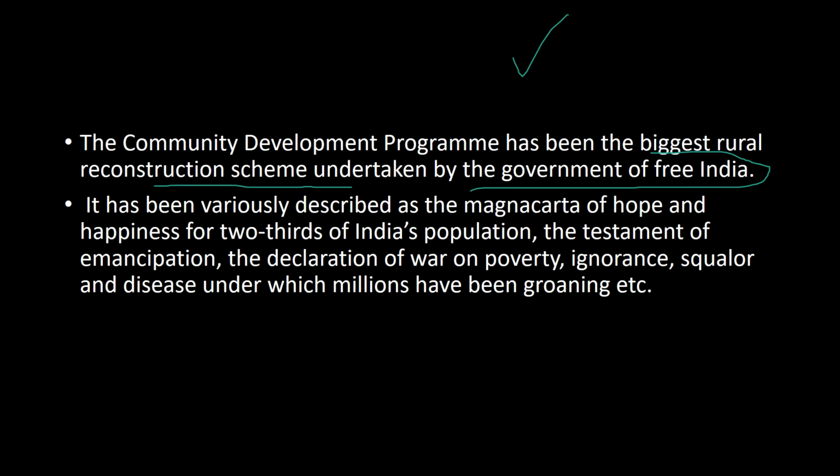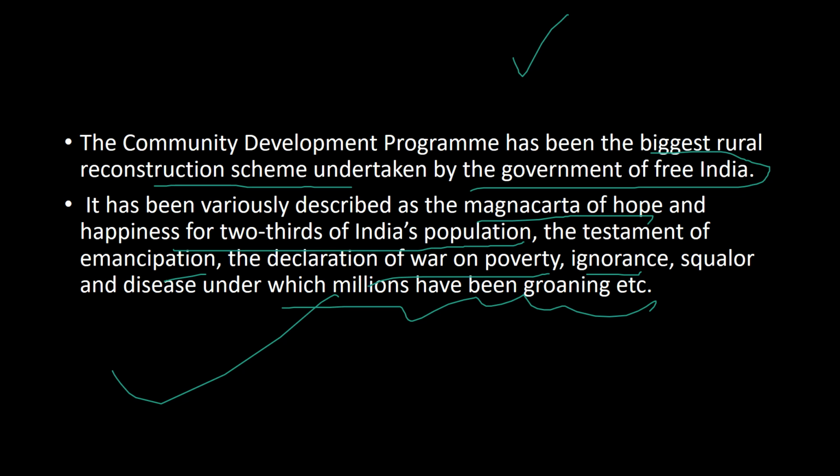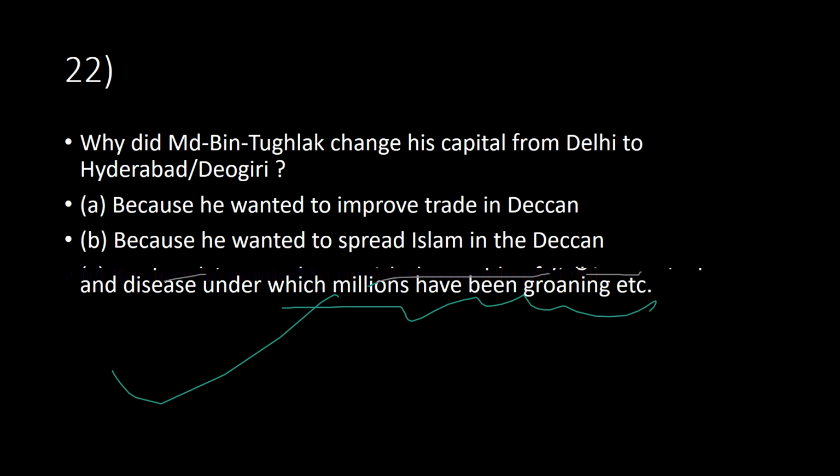Okay, so it has been variously described as the Magna Carta of hope and happiness for two-thirds of India's population, the testament of emancipation, and the declaration of war on poverty, ignorance, squalor and disease under which millions have been groaning, etc. So this is all about the community development program. It was launched in 1952. Here is an extremely important one for you.